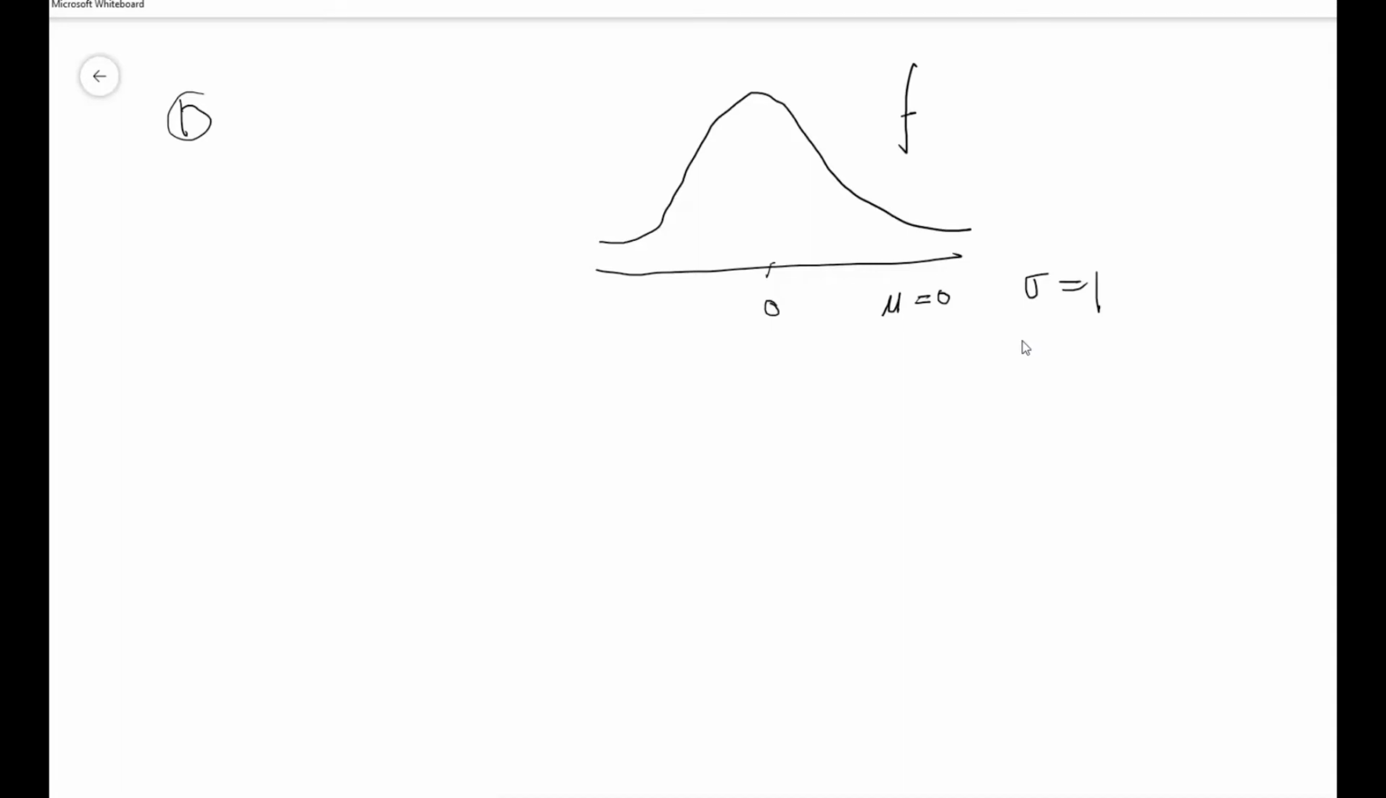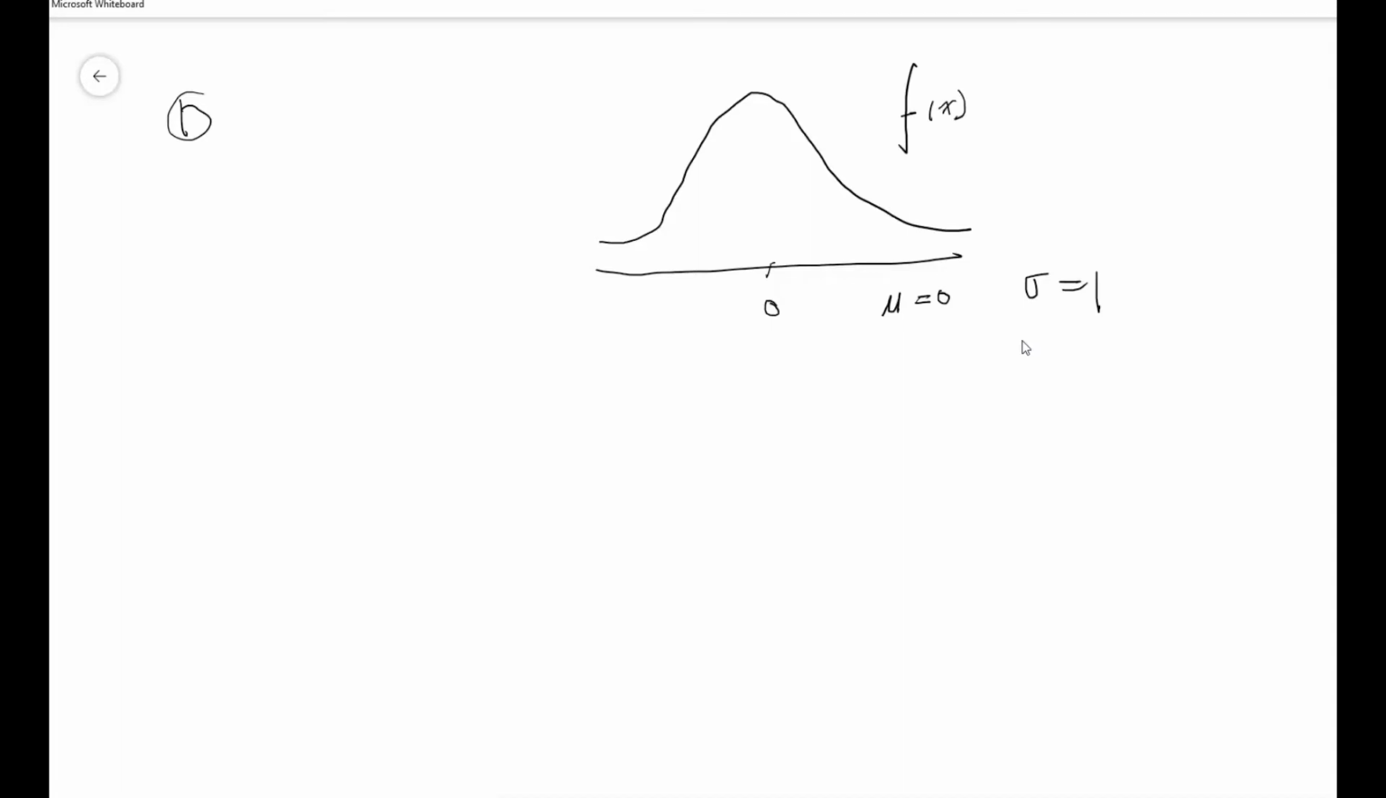So let's look at the meaning of the density function. Let's use the standard normal. For the standard normal, we know it has a bell shape. The standard normal has mean equals 0 and standard deviation equals 1. So actually the first thing is, what is the meaning of the probability density function?